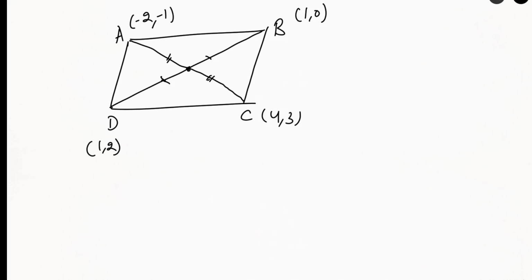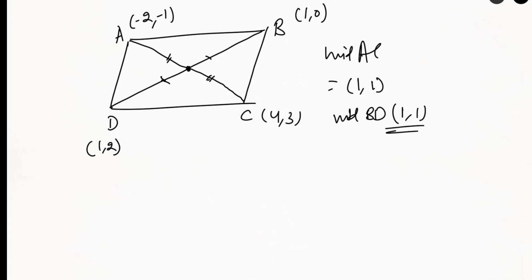So what is the midpoint of AC? 4 minus 2 over 2, that is 1, and 3 minus 1 is 2, 2 over 2 is 1. So (1, 1). And the midpoint of BD is 1 plus 1, 2, 2 by 2 is 1, and 2 plus 0 by 2 is 1. The midpoint is the same for the diagonals. That's why this is a parallelogram.